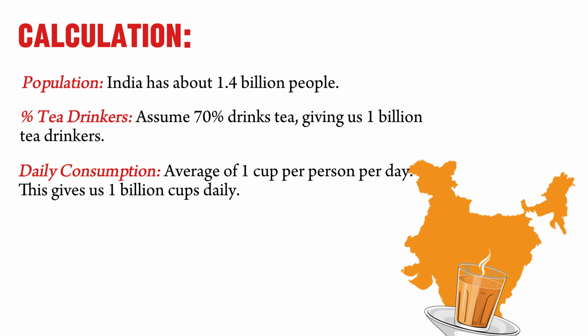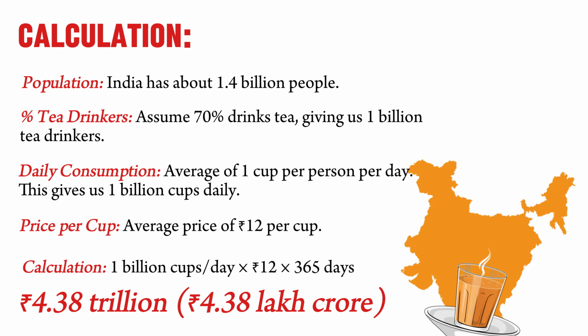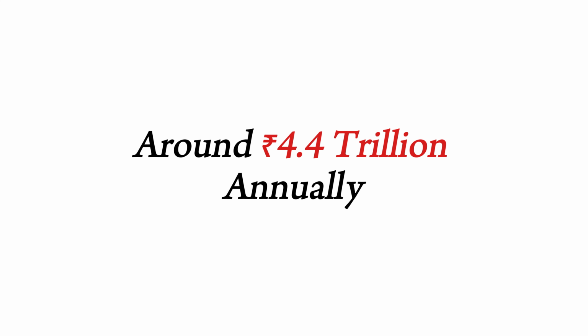Prices vary widely. Roadside stalls sell tea for 10 rupees, while cafes might charge 50 rupees. Since most tea is sold at roadside stalls, let's use an average price of 12 rupees per cup. So 1 billion cups per day times 12 rupees times 365 days gives us 4.38 trillion rupees or 4.38 lakh crore rupees. Instead of saying 4.38 trillion rupees, I'd say around 4.4 trillion annually.